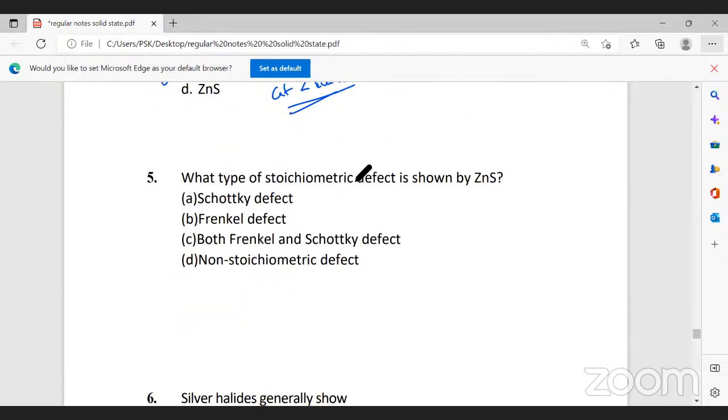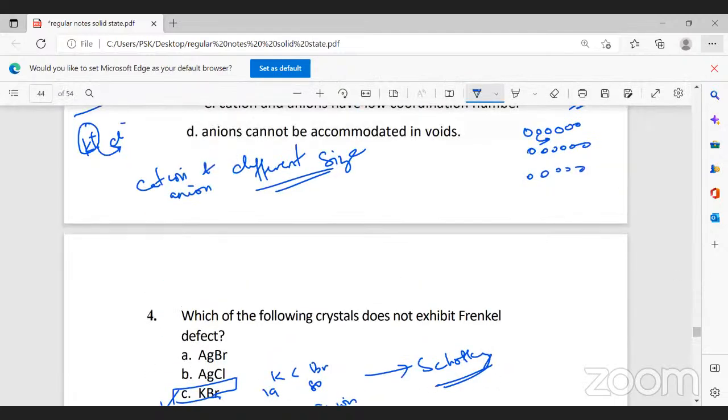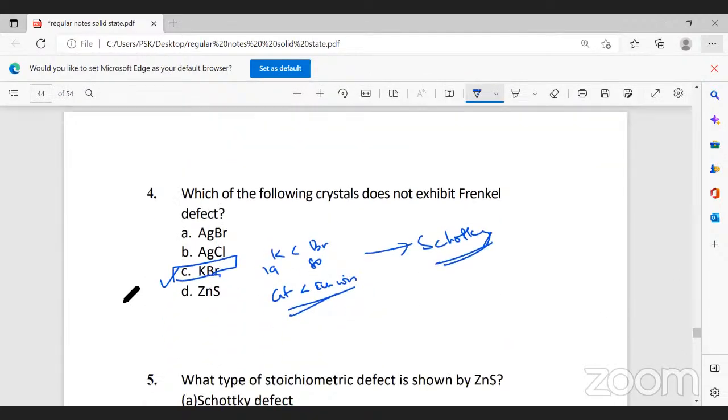Now, which type of stoichiometric defect is shown by zinc sulfide? Which type of stoichiometric defect is shown by zinc sulfide? The previous question we learned. This is based on the previous question. Here, zinc sulfide shows what? As per this, zinc sulfide shows what defect?